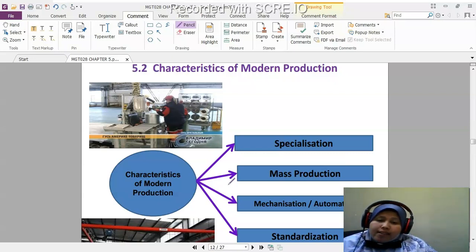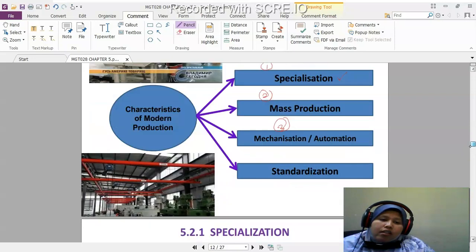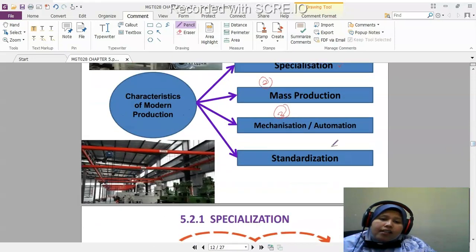Perniagaan perkilangan dulu dan sekarang, kebiasaannya, kalau production yang moden, zaman moden sekarang ni, dia ada guna specialization. The first one is specialization, second is mass production, ketiga mechanization ataupun automation, yang keempat standardization. Kita akan kupas each of the characteristics of the modern production.